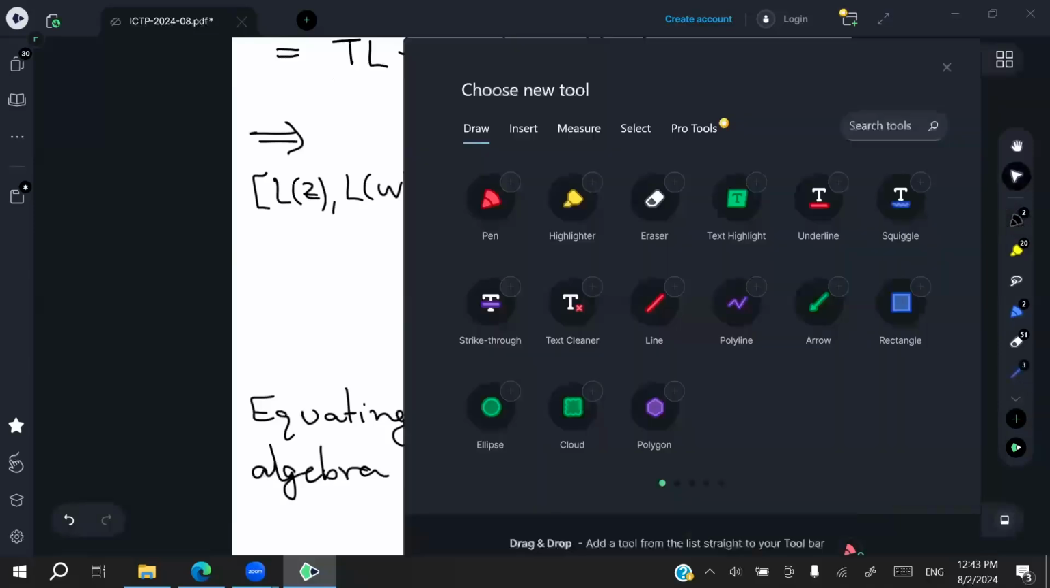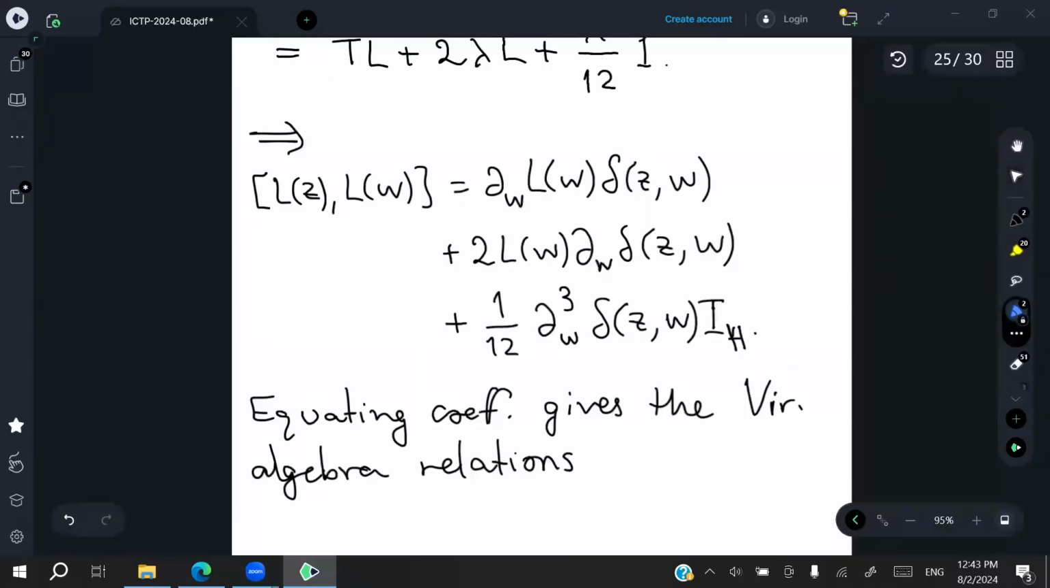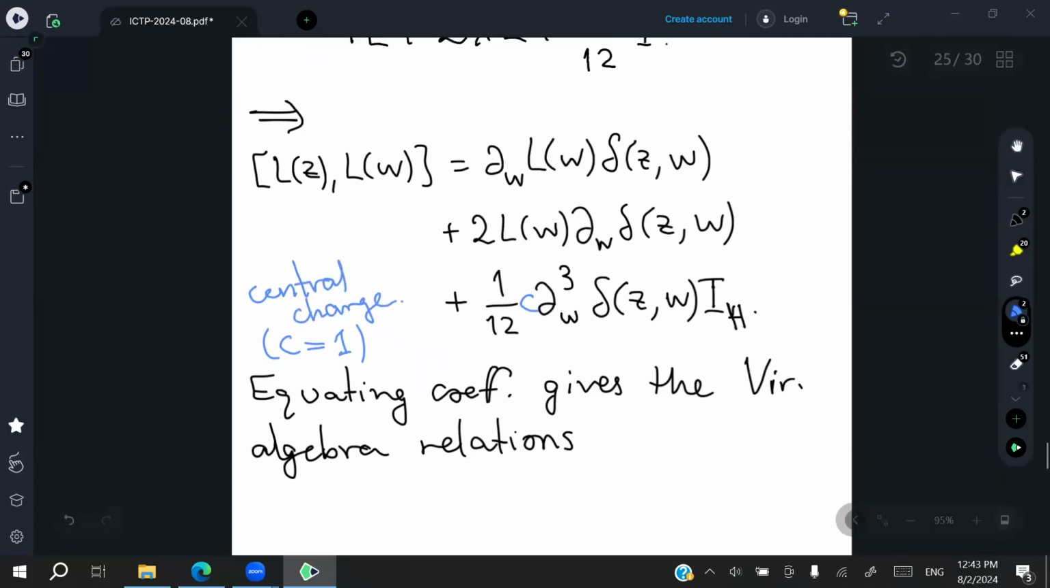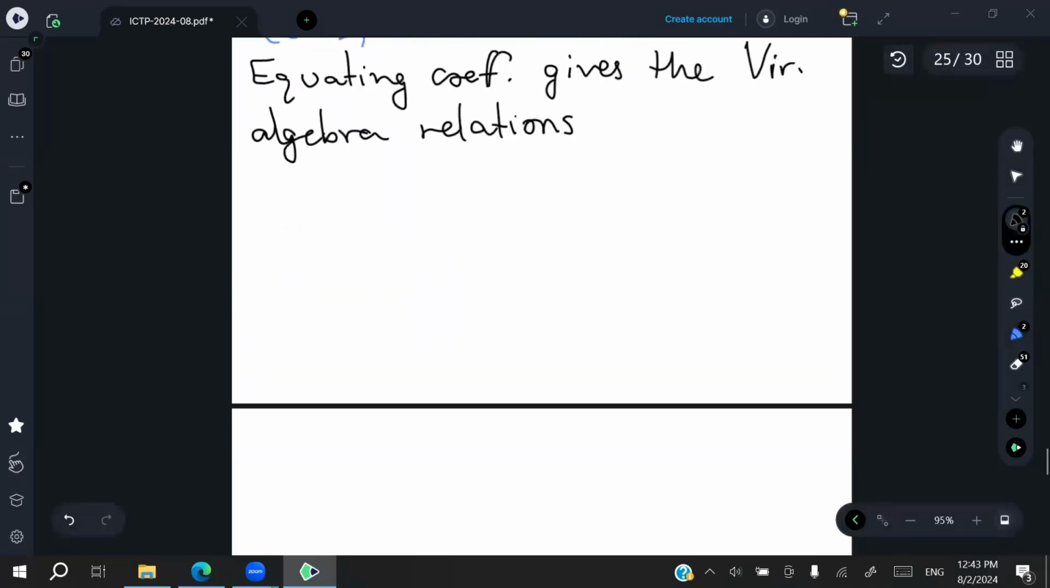And as commented before, typically one would put C here and say, just in this case, C is equal to 1. This is the central charge. Exercise.